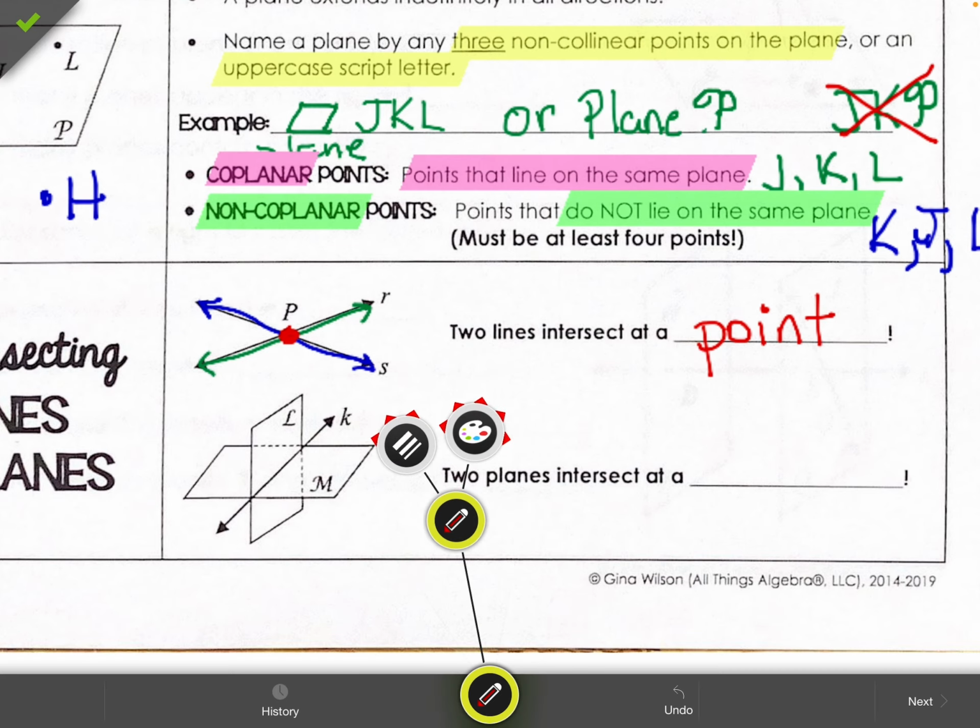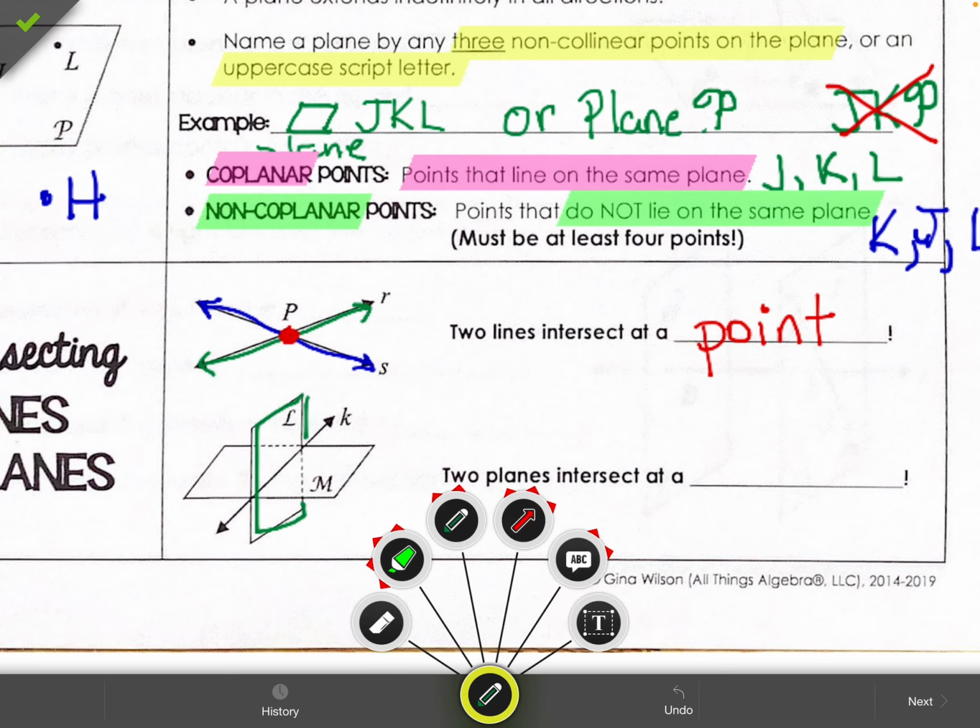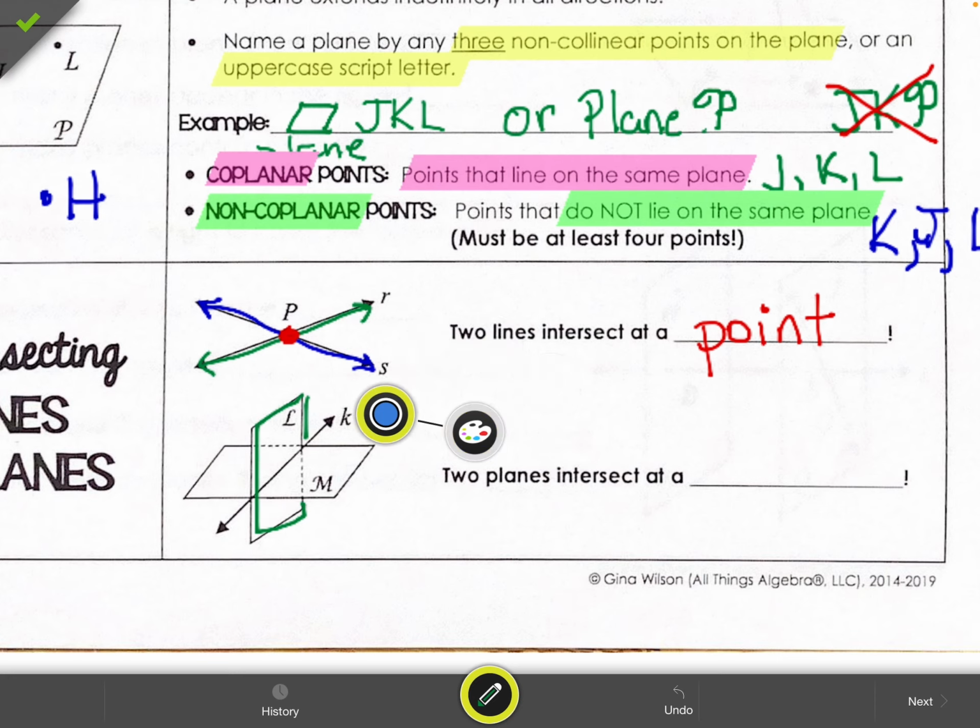The last picture we have is we have 2 different planes. We have plane L, which would be this one. And we also have plane M, which would be this one that looks like it's laying horizontally. And it almost looks like plane L is going through M. You kind of have to visualize that in your head.